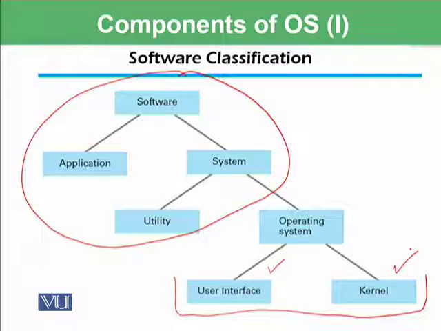So actually, whenever a user wants to communicate with the computer, the part which is communicating with the user is known as user interface, and kernel is the core part of operating system which is performing basic operations like file management, memory management, process management, etc.